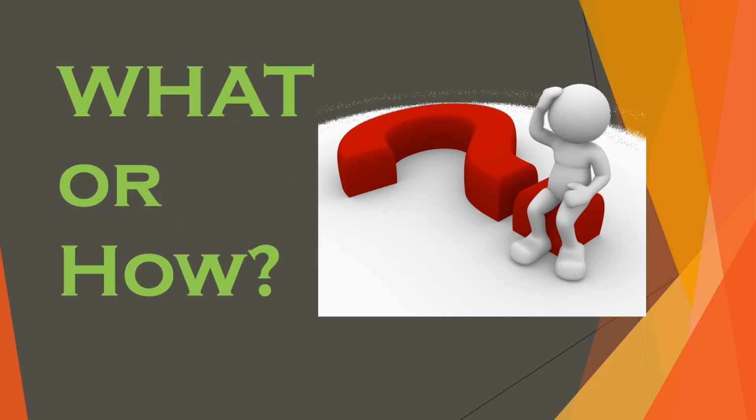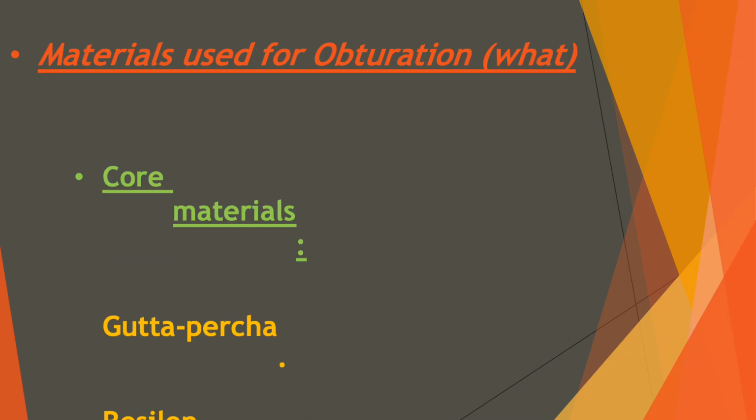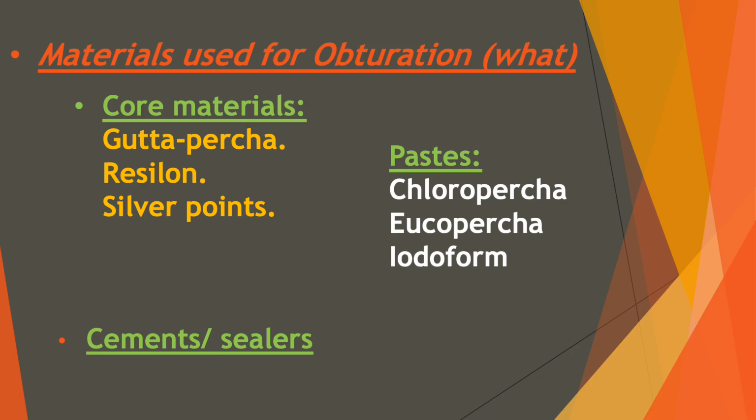The third question: what, or how, with what are we doing root canal obturation, and how are we doing it? Let's see the definition. First thing, we have to know the materials. What are the materials we use for obturation?